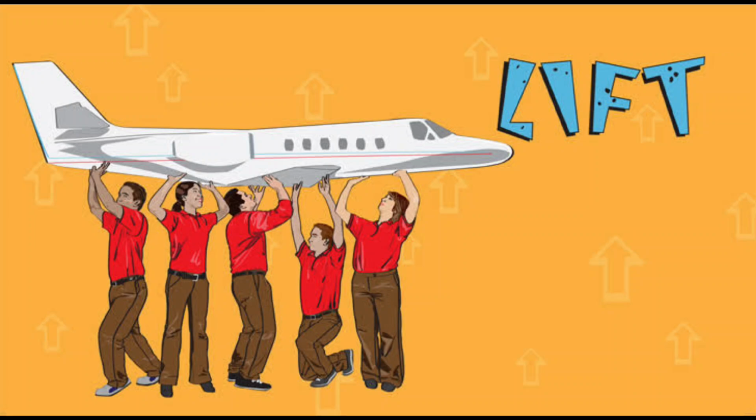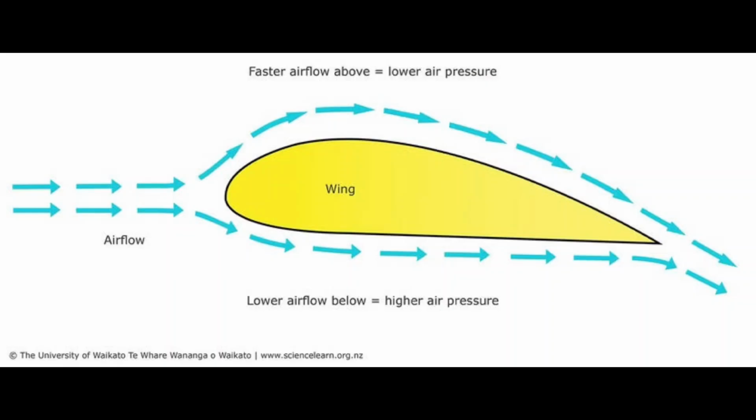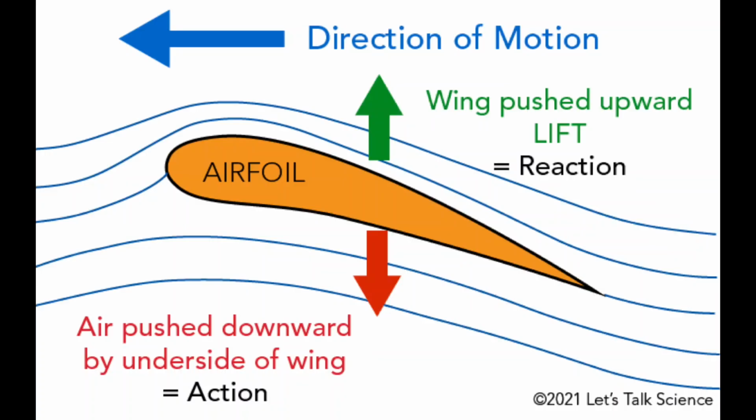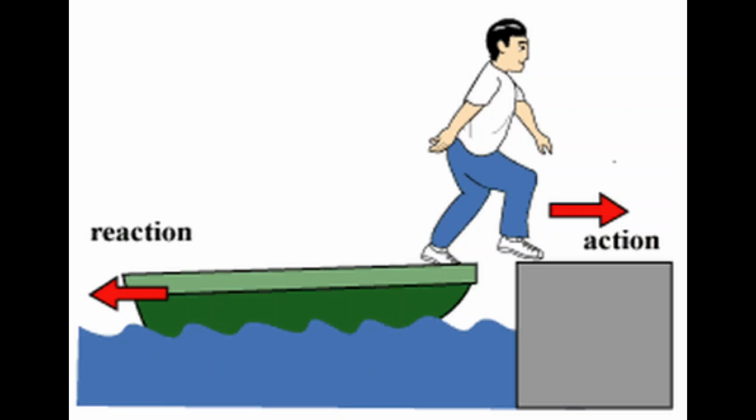The shape of an airplane's wing, the airfoil, is designed to create lift. As air moves over the curved upper surface of the wing, it travels faster than the air moving below the wing. According to Bernoulli's principle, faster moving air has lower pressure, creating a pressure difference between the upper and lower surfaces of the wing. The higher pressure below the wing pushes the airplane upward, generating lift.